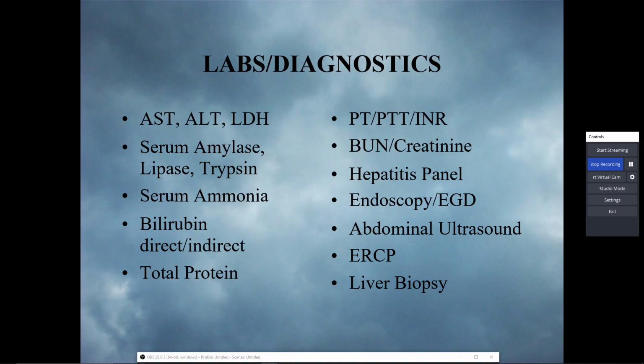Bilirubin, liver, and small intestine tract, gallbladder as well a little bit. And then we have total protein, PT, PTT, INR, as your liver is responsible for the manipulation of these values. BUN, creatinine, hepatitis, endoscopies, why we do them, when we would do them, when they're appropriate. Abdominal ultrasounds, ERCPs, and lastly, liver biopsies. So we're going to be talking about all that kind of stuff today. So let's get started.